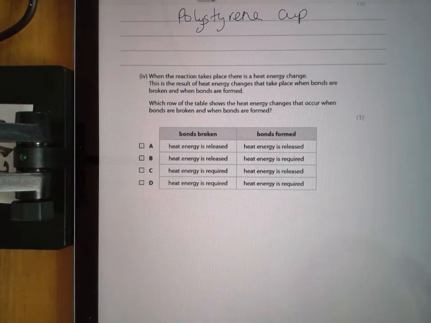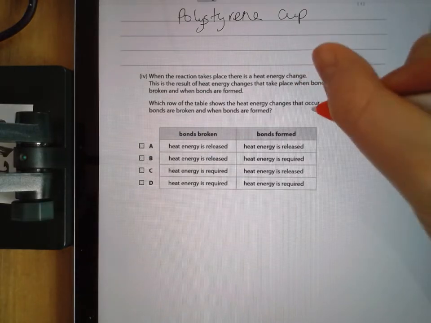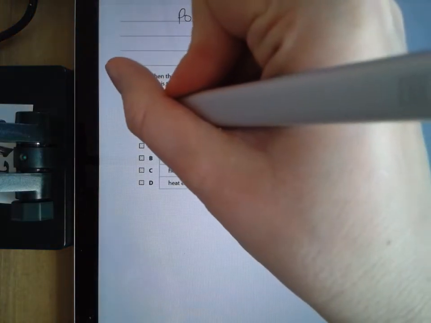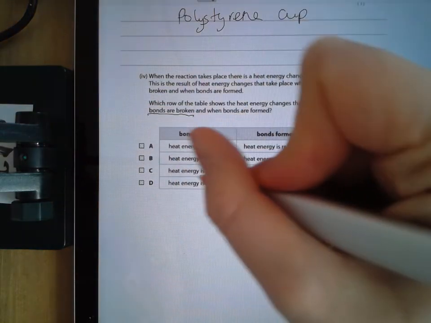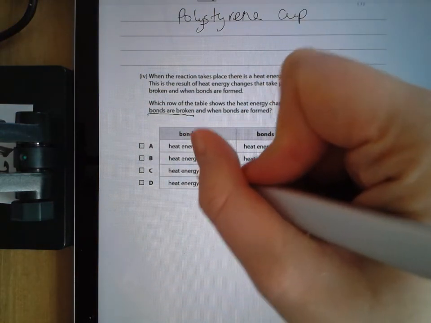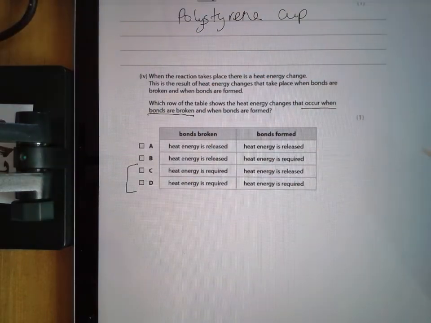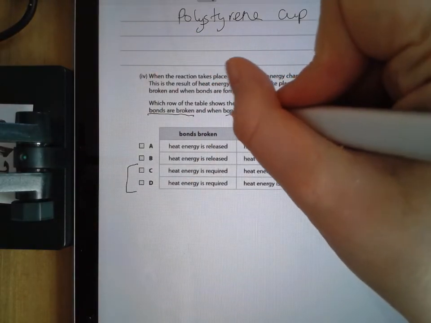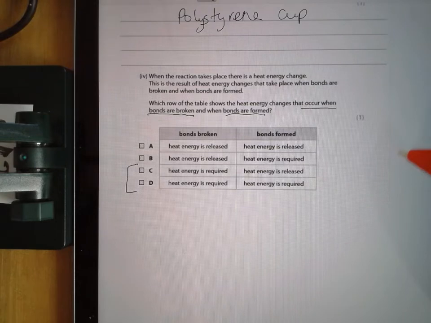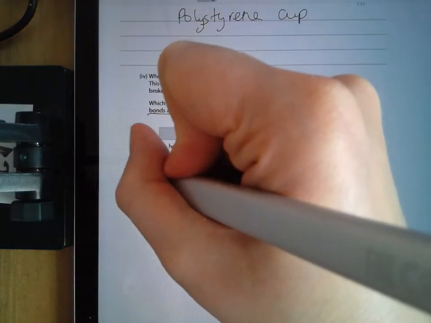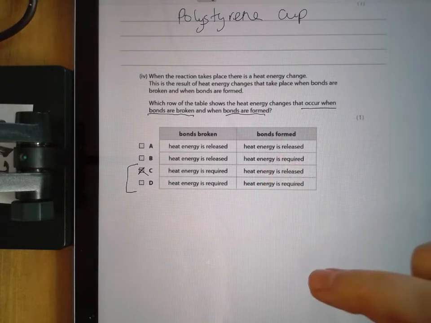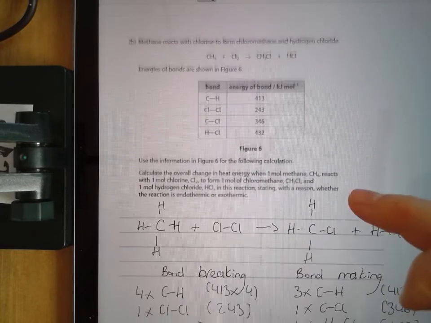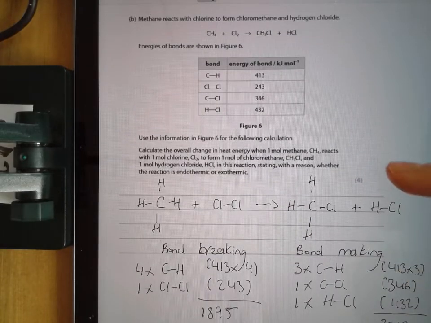Which row of the table shows the heat energy change that occurs? Okay, so when bonds are broken, we said you need to put energy in to break bonds. So when you're breaking bonds, energy is required to break bonds. So it has to be either C or D. And then when bonds are formed, we said energy is released. So your answer is going to be C. When you're breaking bonds, that requires energy. When you make bonds, you are releasing energy. C is your answer.